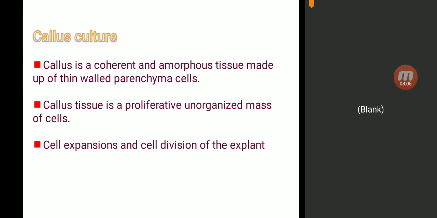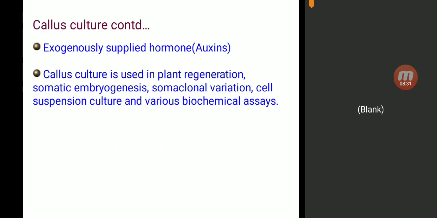So what is callus culture? Let us take another important concept of tissue culture called callus culture. Callus is an amorphous tissue, or an unorganized mass of cells. They are thin-walled parenchyma cells. They can be redifferentiated into a whole plant, which I have already discussed in the previous slides.